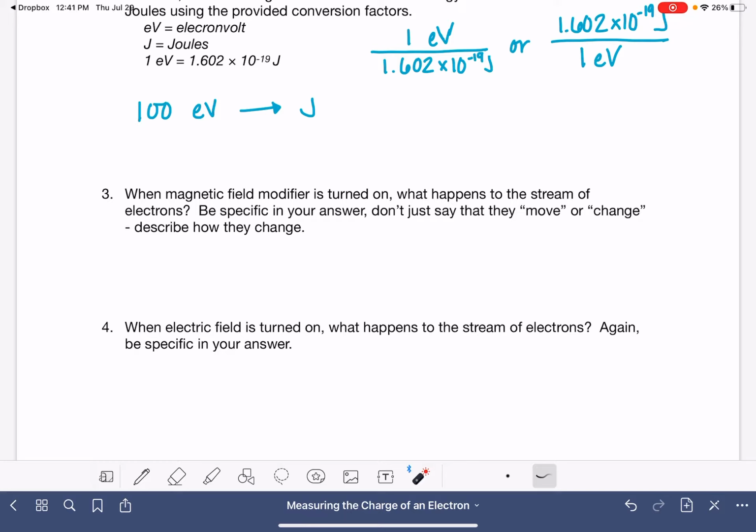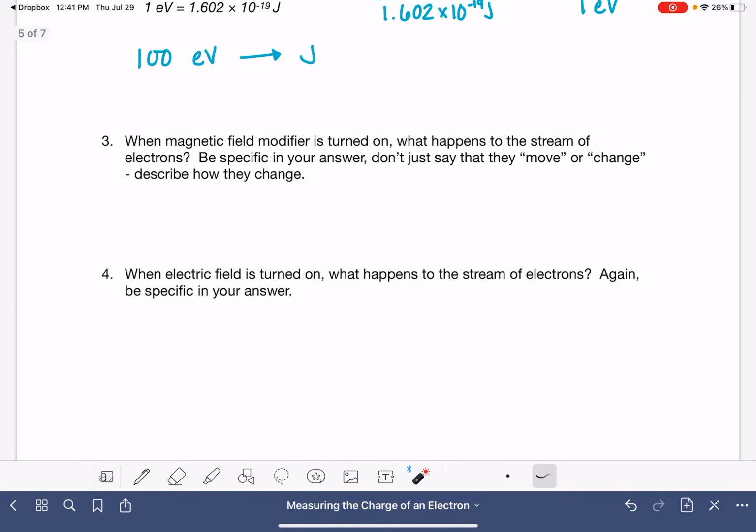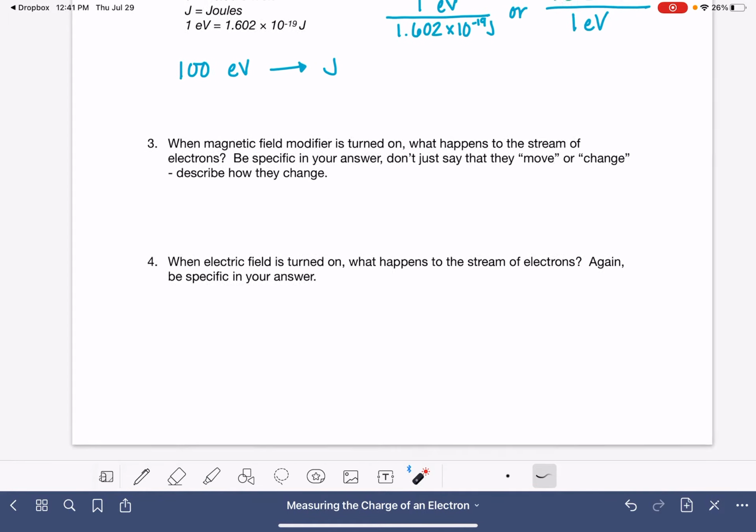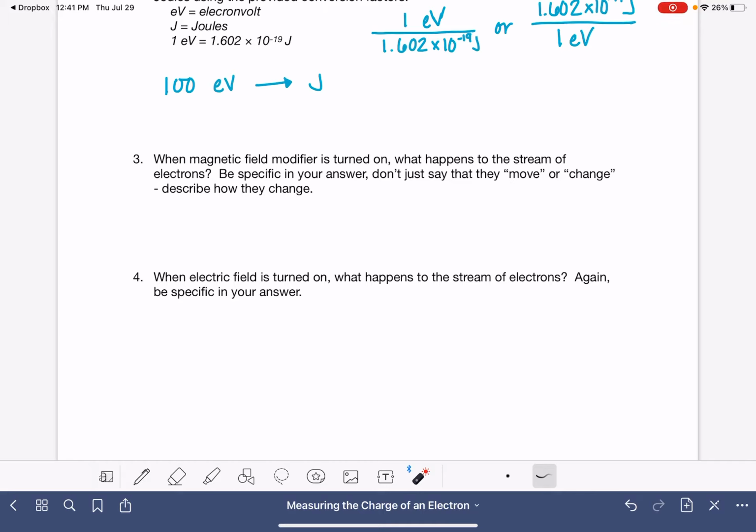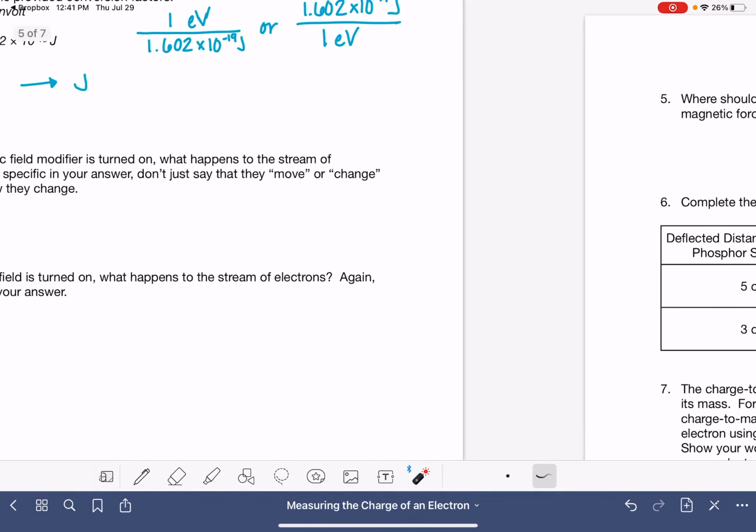Are they moving to the left? Are they moving to the right? Are they moving up, down? Are they getting brighter, darker? Just be more specific. Don't just say they've moved or they've changed or something. But you don't need to be super specific. Don't give me a complete sentence or whatever. It's sufficient to just say they moved to the right. That would make me happy.